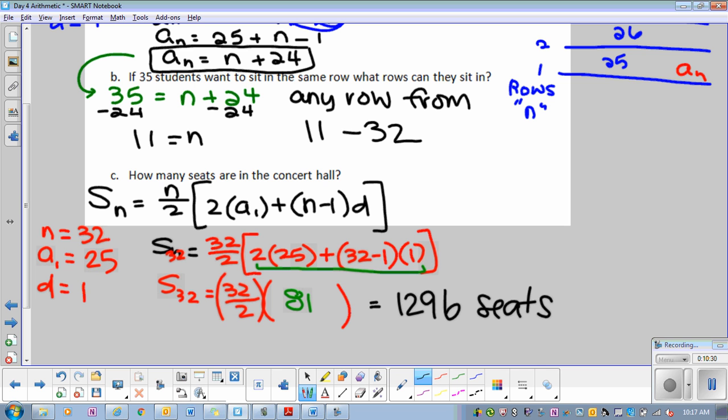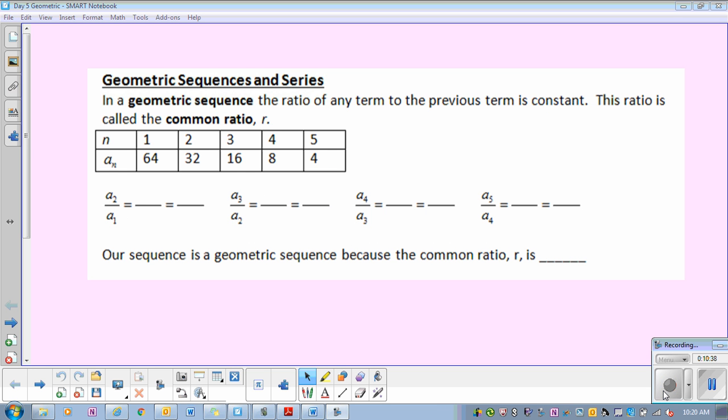Alright, so any questions? Alright, so this is arithmetic. Today we're going to do geometric. So, geometric. Remember arithmetic, I told you it adds the same number from number to number, right? With geometric, it multiplies the same number from number to number, okay? In geometric sequences, it doesn't have a common difference now, it has a common ratio, which is denoted by r, okay?